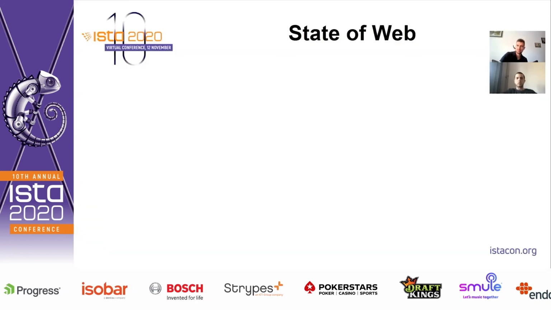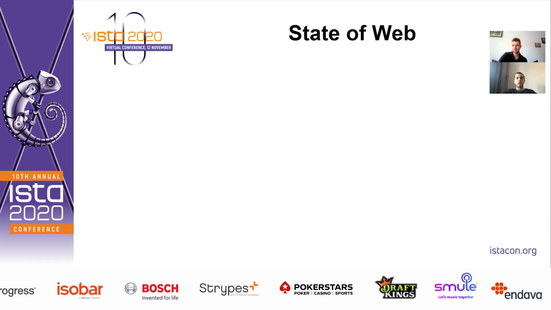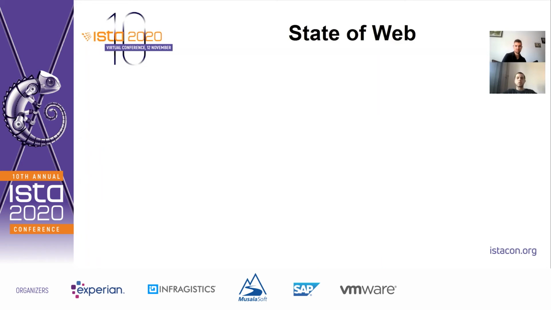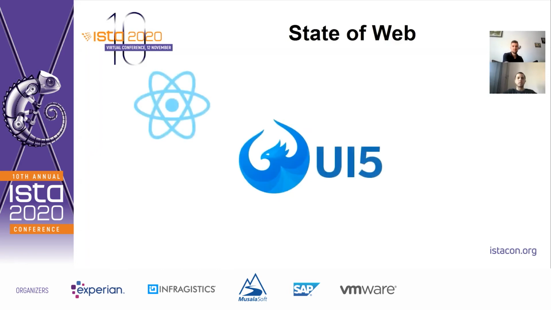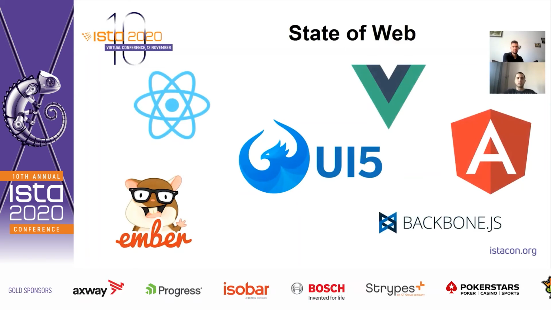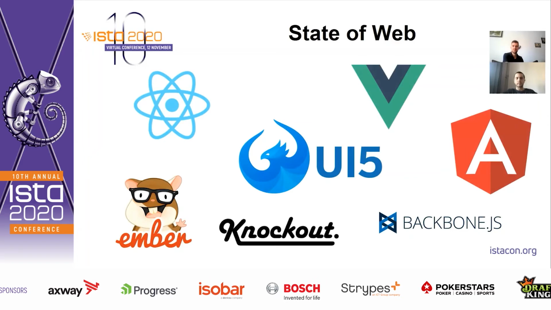So now, right before I start talking about UI5 web components, I'd like to show you the current state of the web. As you know, currently out there are many frameworks. Starting with OpenUI5, we've got React, Angular, Vue, Ember, and many more frameworks that are not even in this slide because there was not enough space.